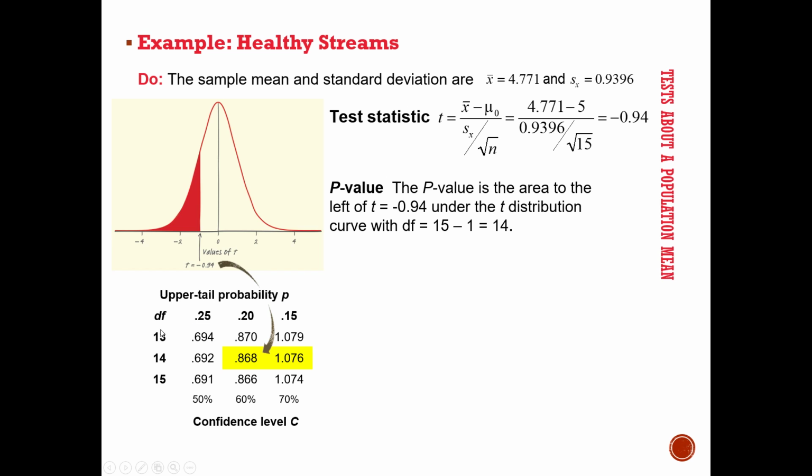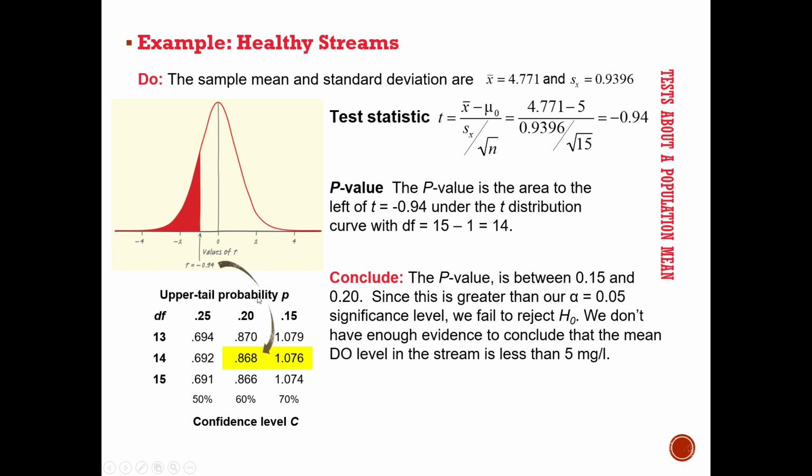The way they're going to do it is look along the degrees of freedom column, and you find the closest two values. So it's between 0.868 and 1.076 because it's 0.94. Remember that the t table only does positive. So the p-value is going to be somewhere between 0.15 and 0.2.